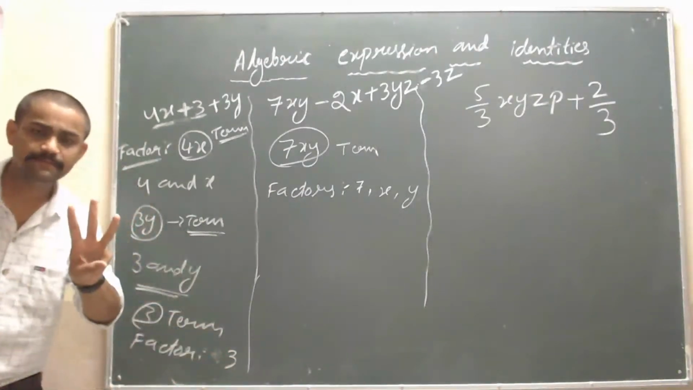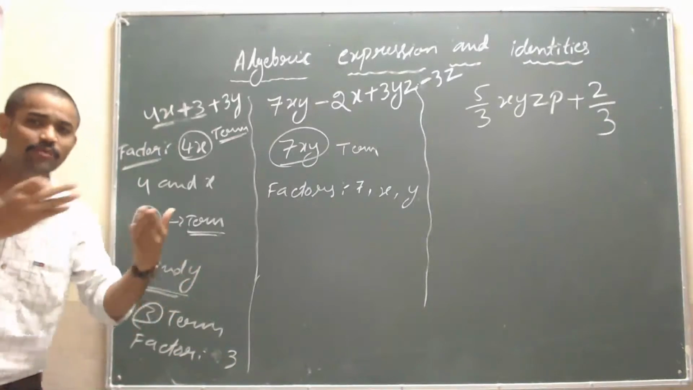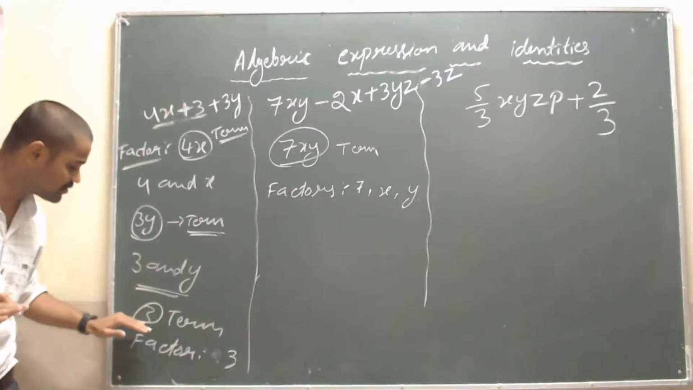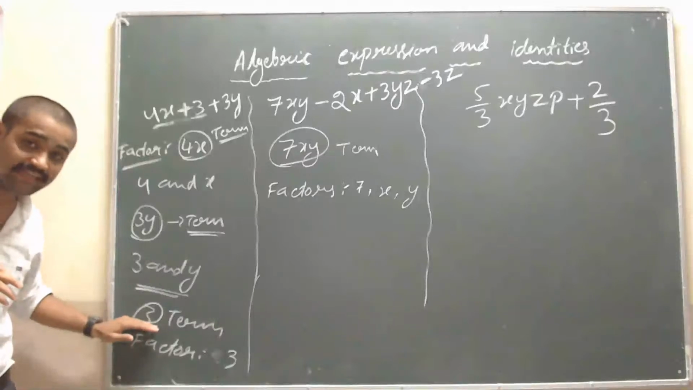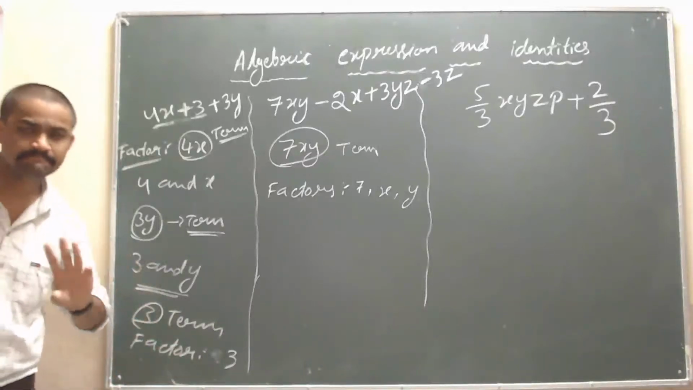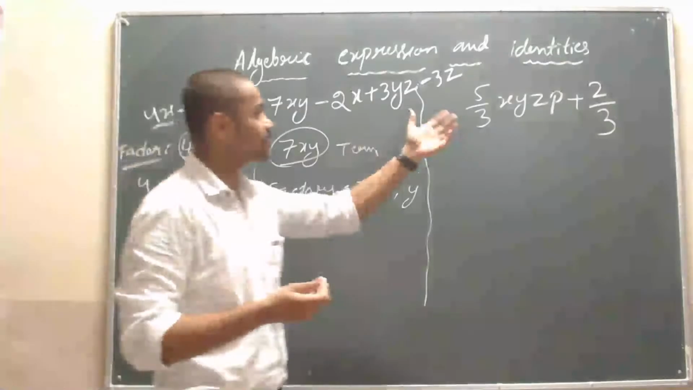Factor is only 3. That's it. 1 no, 0 no. Is it clear? What is the factor in 3? That is only 3. Then I will take one more example here.